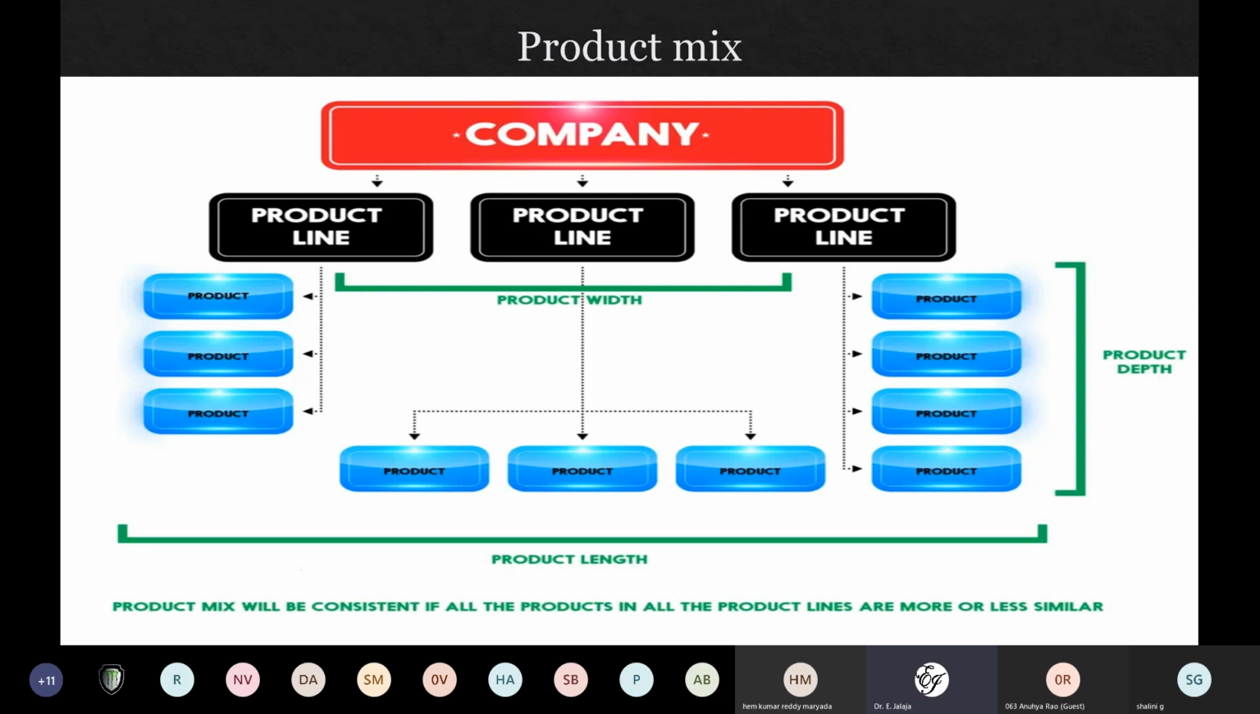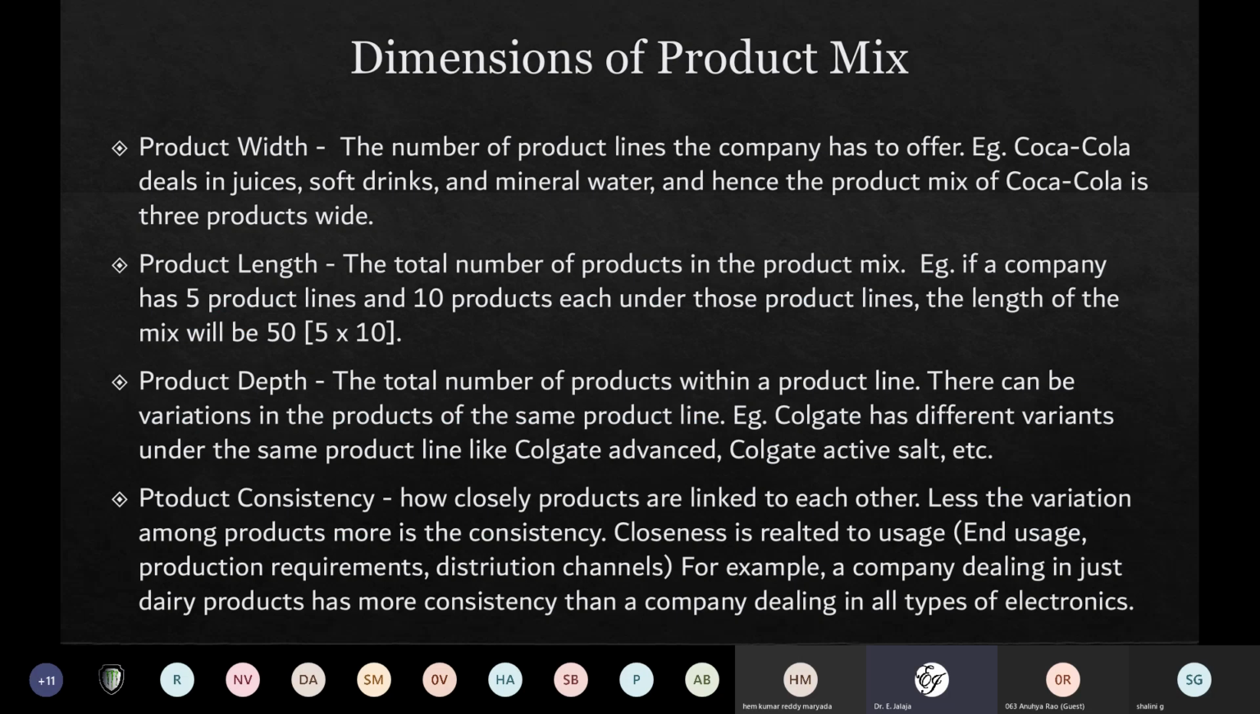See, this green line is the product width. All these ones are the product length. And only these things are the depth. And consistency means the closeness between two products in a product line. Okay, now let us go to the previous slide.